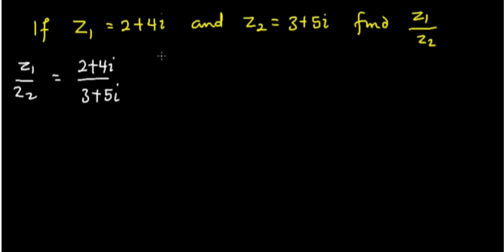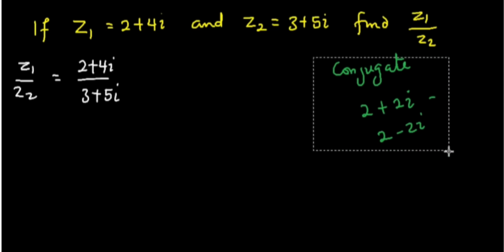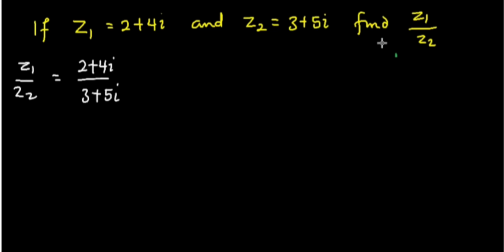That's called rationalization. Now when I say conjugate, it means the opposite of the imaginary part. Imaginary part is the part that has i. So if I have 2 plus 2i, the conjugate will be what? The conjugate will be 2 minus 2i. That's what I want to bring out. Okay, so the conjugate of this denominator will now be 3 minus 5i. So you want to multiply it to both the numerator and the denominator. Okay, so that's how to do rationalization.